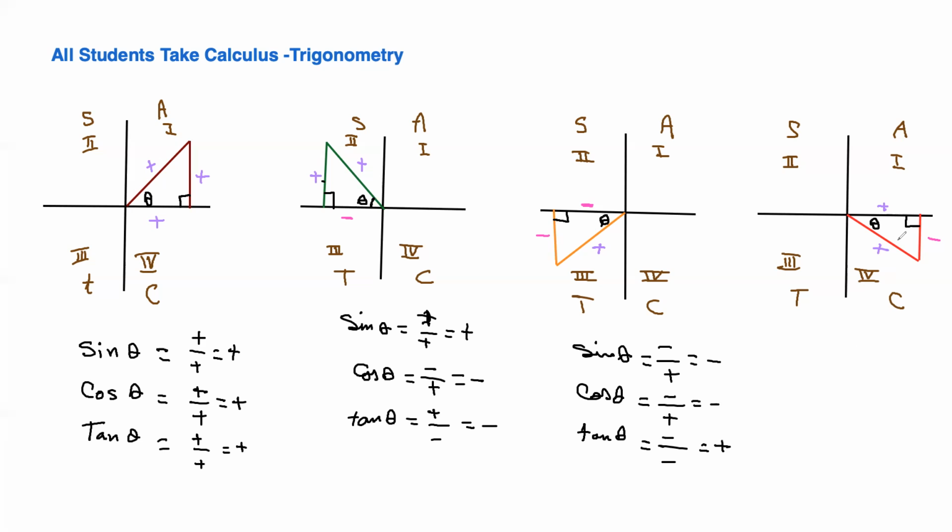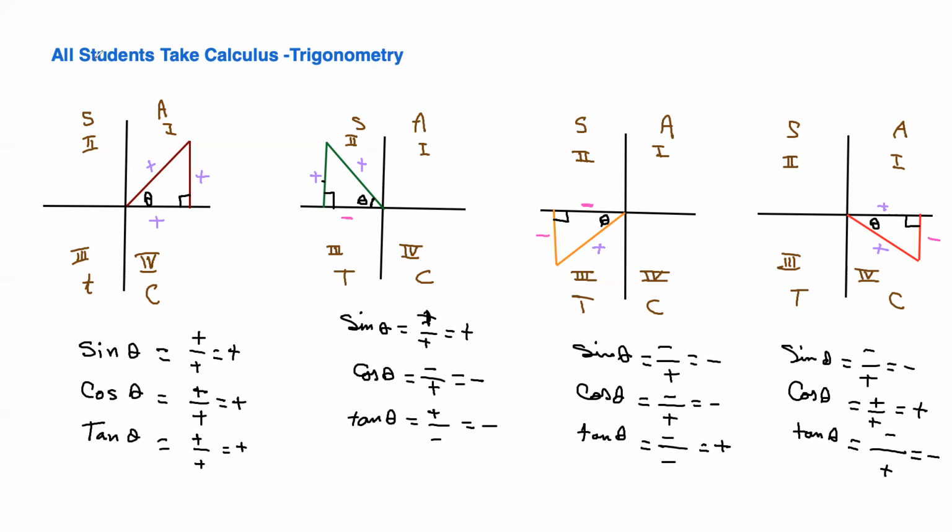Let's look at when your terminal arm is in the fourth quadrant. Sine theta, cos theta, tangent theta. Sine is opposite over hypotenuse, negative over positive, which is negative. Cosine is adjacent over hypotenuse, and that is positive over positive, which gives me positive. And the tan theta is opposite over adjacent, negative over positive, which gives me negative overall.